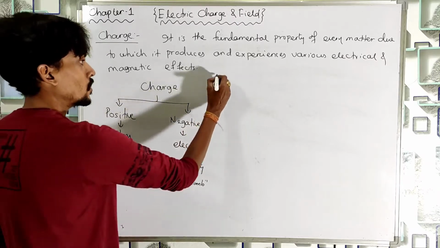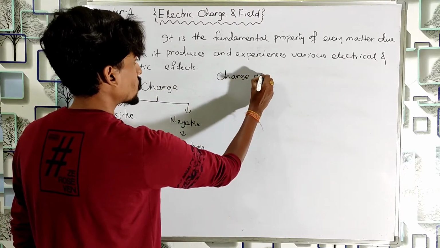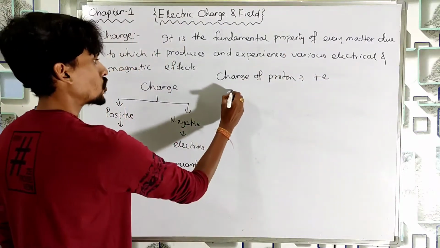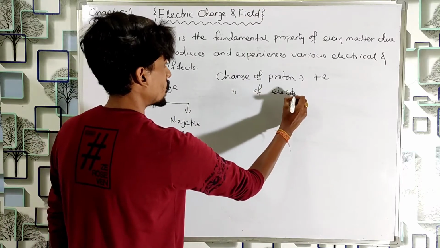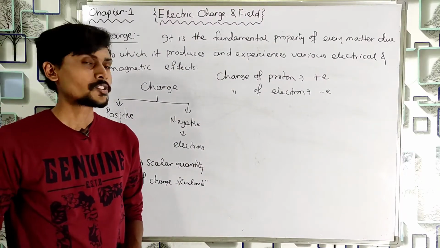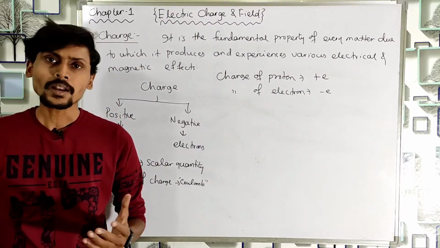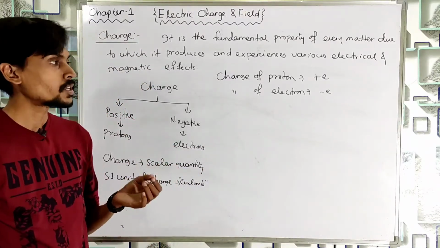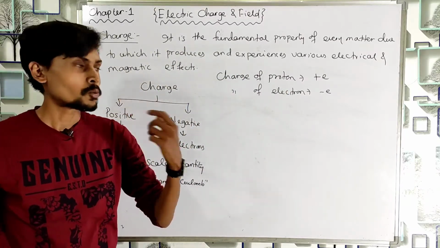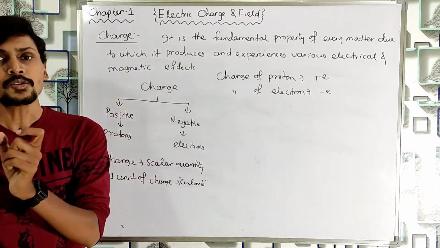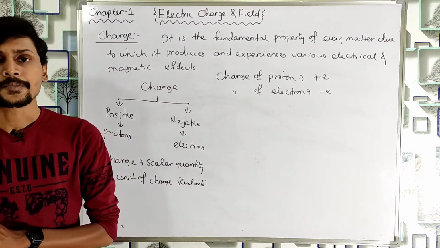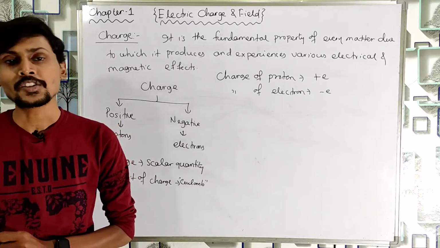Remember that the charge of proton is plus e and the charge of electron is minus e. We know that electron is negatively charged and proton is positively charged. So you can see that the magnitude of charge on proton is same as the magnitude of charge on electron, but they have different polarity. Proton is positive, electron is negative, but their numerical value is same.